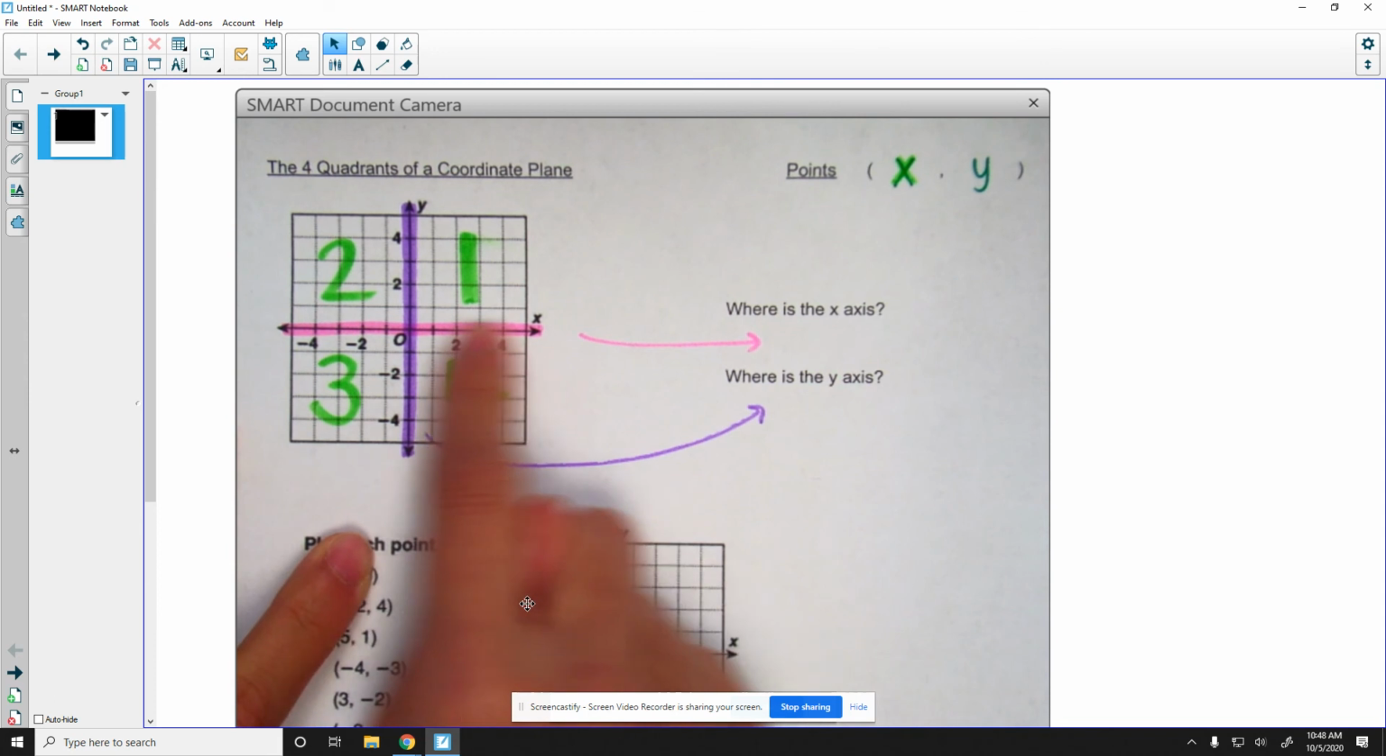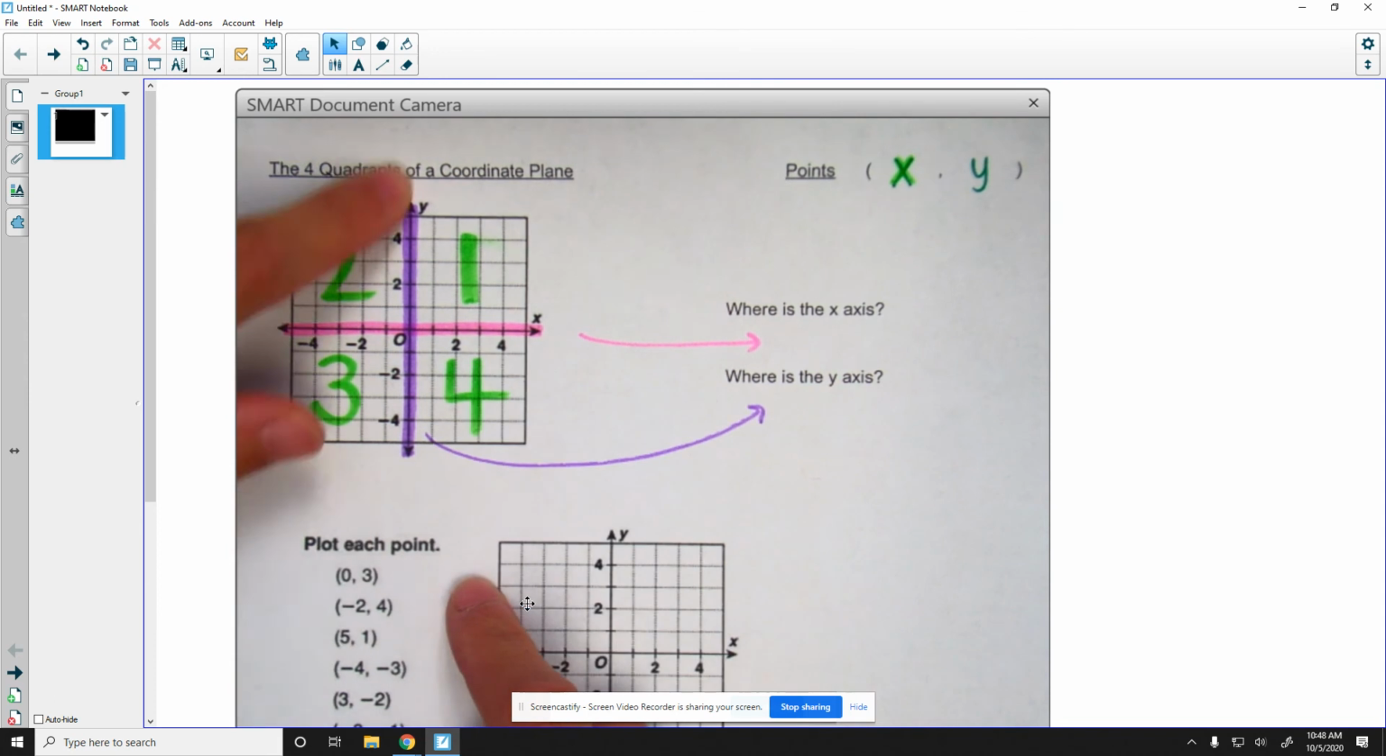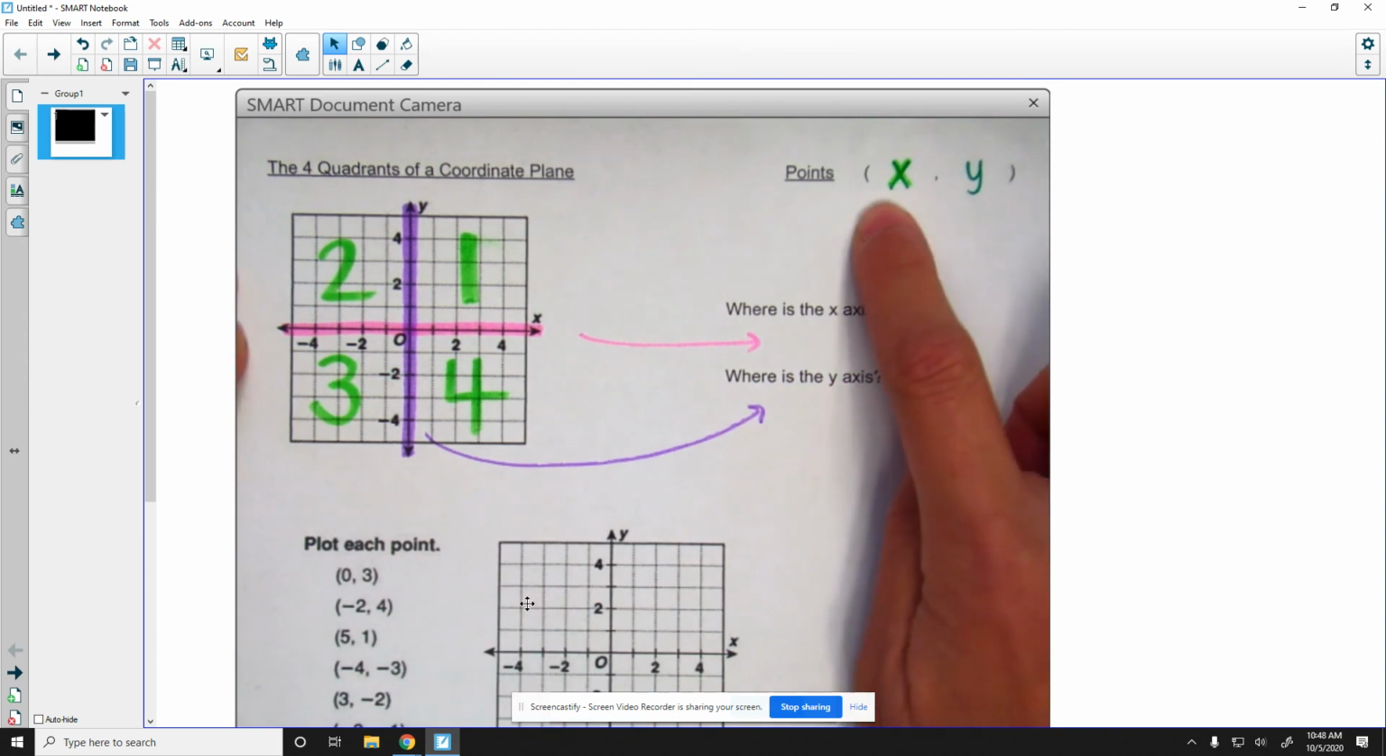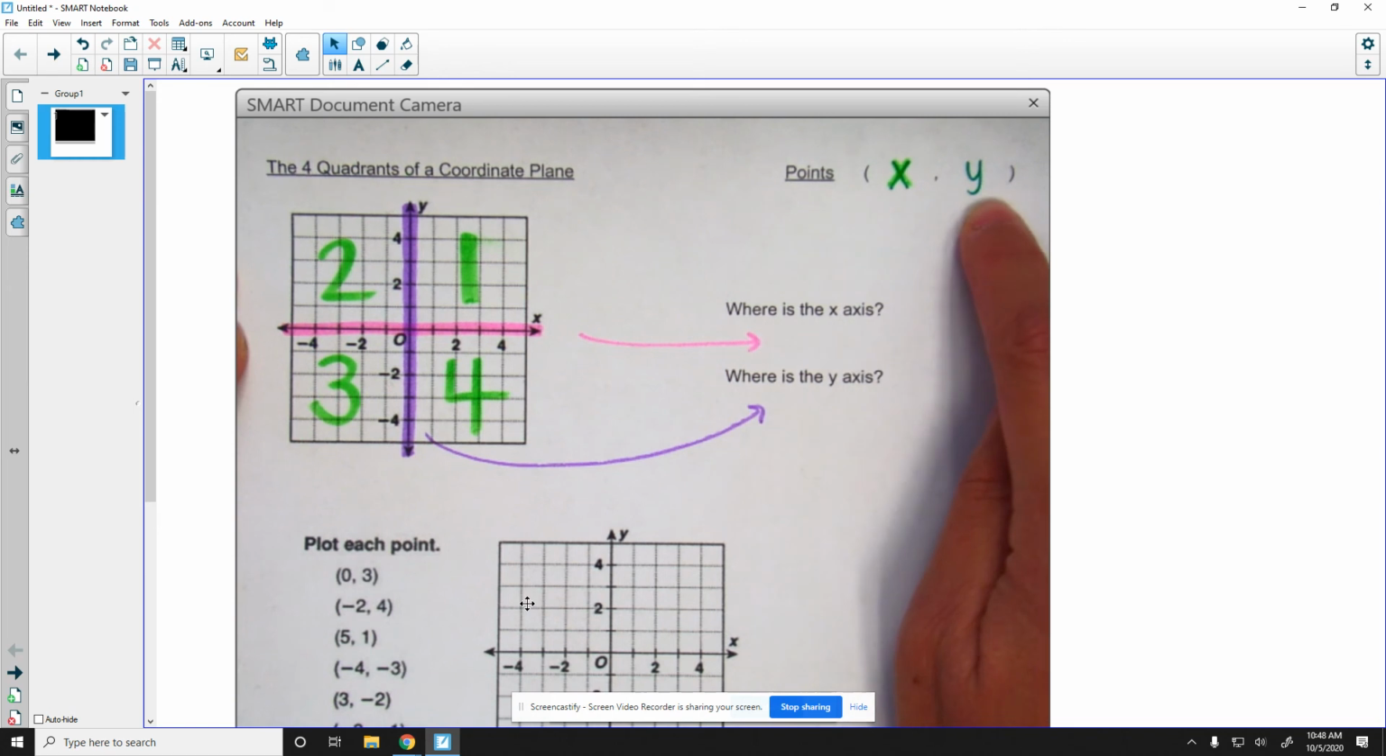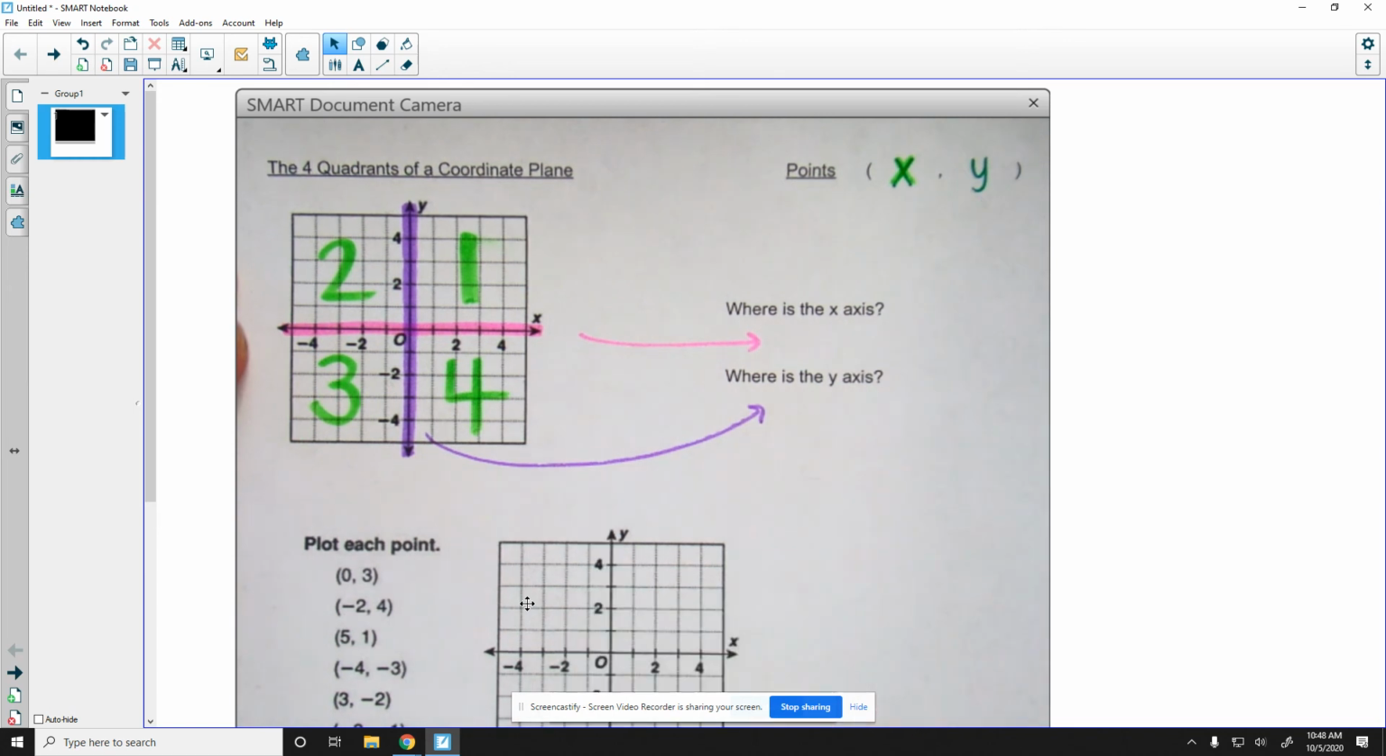You have your x-axis, your y-axis. Whenever I have a point, it's always the x number and then the y number, and then quadrants 1, 2, 3, 4. Remember, when you're taking your Edgenuity quizzes or whatever, you can always look at these notes to look back on, just to help you, okay?